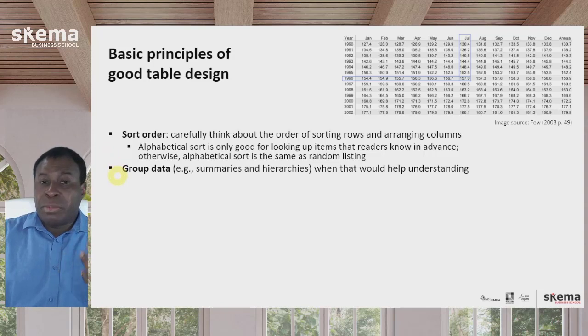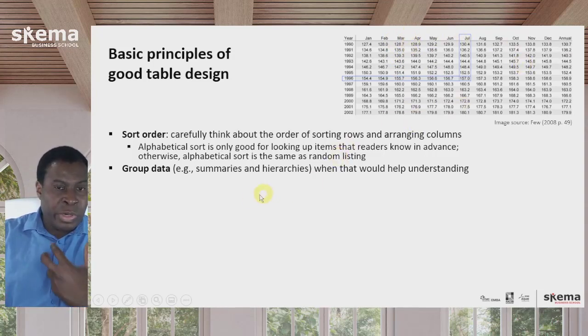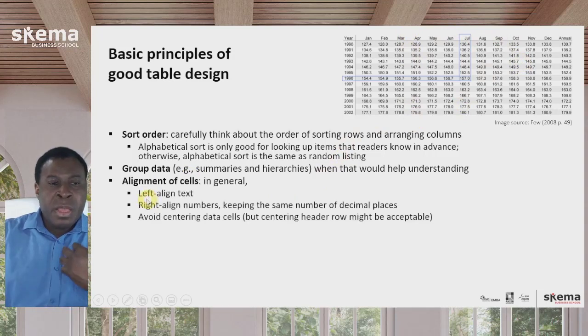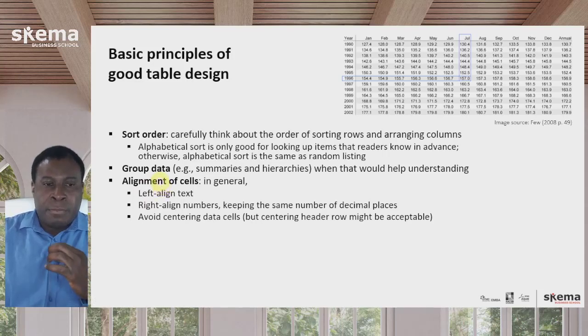Grouping data, such as summaries or hierarchies, can be very helpful to the understanding. If there's hierarchical order or groups, like here there's an annual grouping, but if you have maybe quarterly grouping, if that's something that's useful, you could have quarterly columns in this table, depending on what your reader might use. The alignment of cells in general, there are some conventions that are usually more readable. One is that text in general should be left aligned.